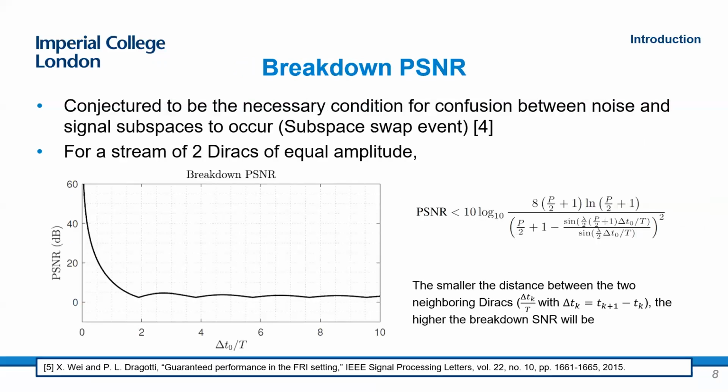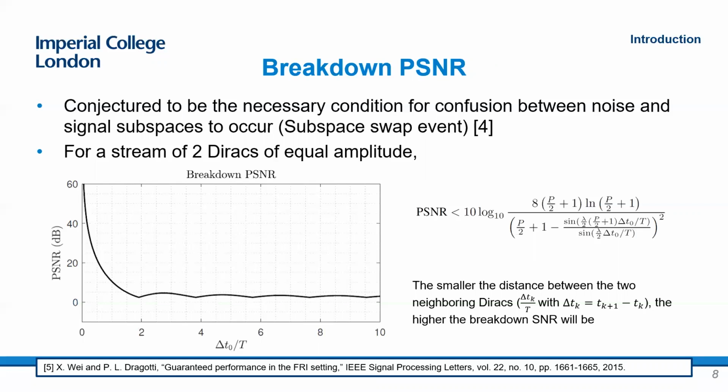The breakdown in performance is conjectured to be caused by the subspace swap event that happens when the signal subspace is estimated incorrectly due to the corruption of noise. The breakdown PSNR is the point where the necessary condition of the subspace swap event is fulfilled. Here gives an example of recovering the locations of a stream of two Diracs with equal amplitudes.